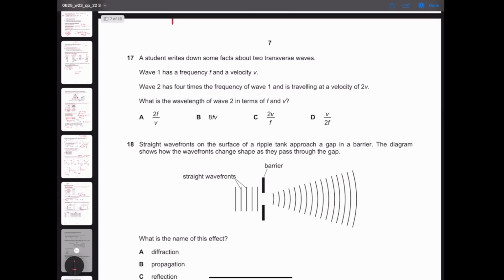Question 17. A student writes down some facts about transverse waves. Wave 1 has a frequency f and a velocity v. Wave 2 has 4 times the frequency of wave 1 and is traveling at a velocity of 2v. What is the wavelength of wave 2 in terms of f and v? Now, these kinds of questions are meant to be simple, but they're trying to trick you, let's say. And a lot of students often make mistakes in this.